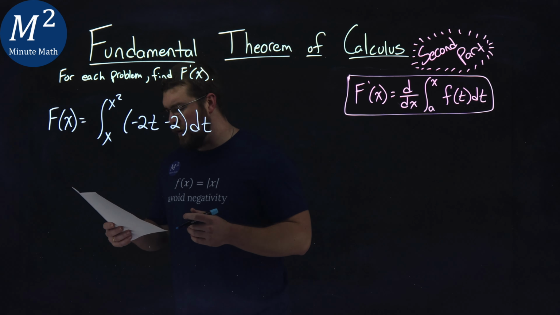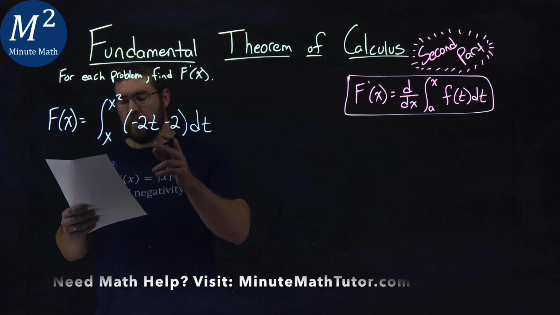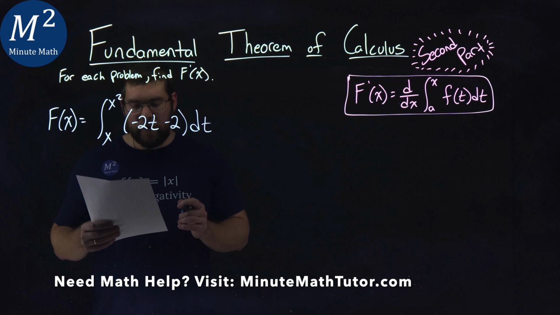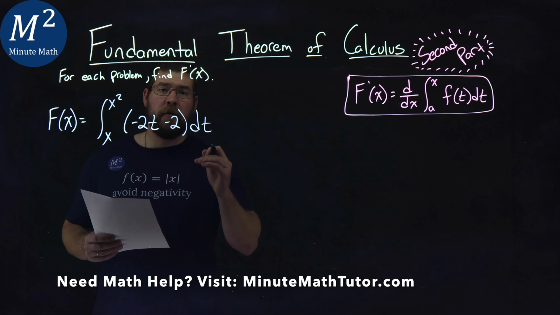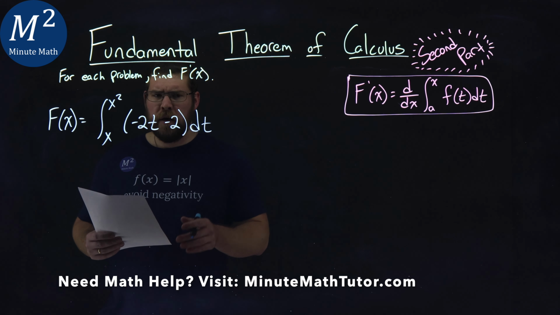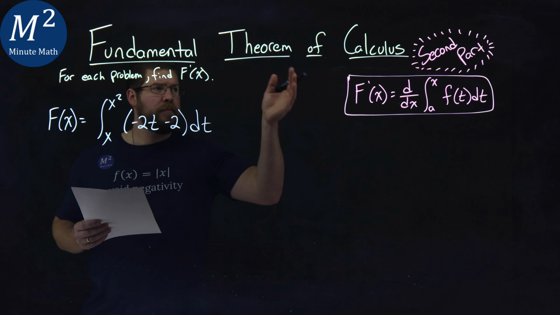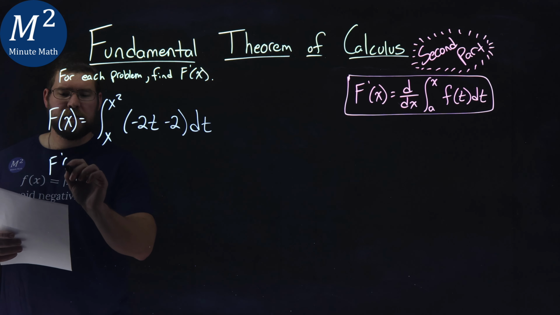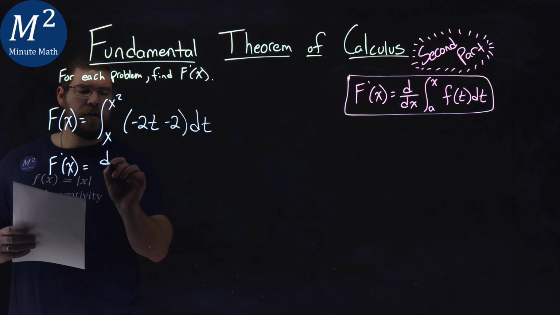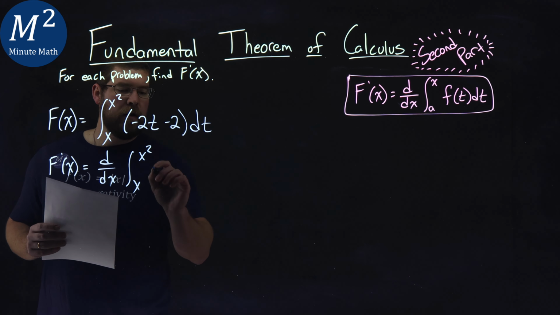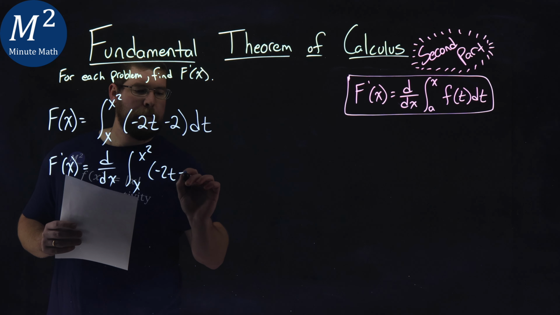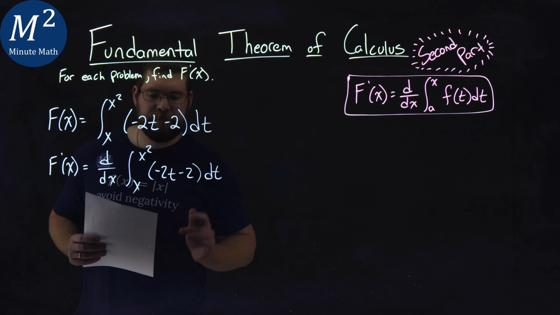We're given this problem right here. F of x is equal to the integral from x to x squared of negative 2t minus 2 dt, and we need to find f prime of x. What I want to do first is use my formula. F prime of x is equal to d over dx of the integral from x to x squared of our negative 2t minus 2 dt.